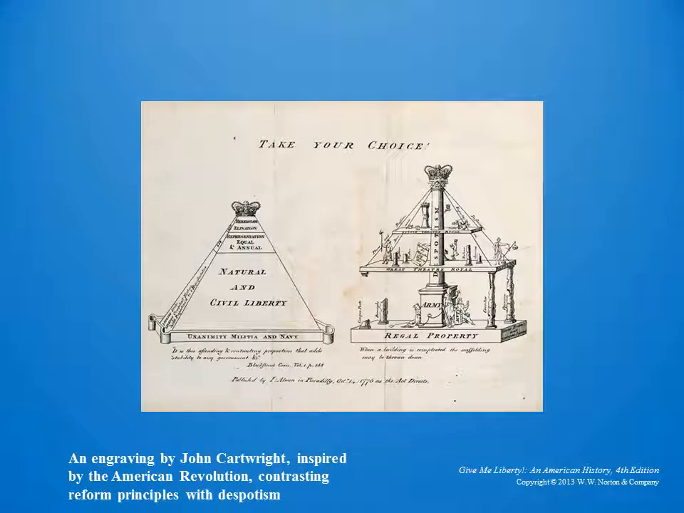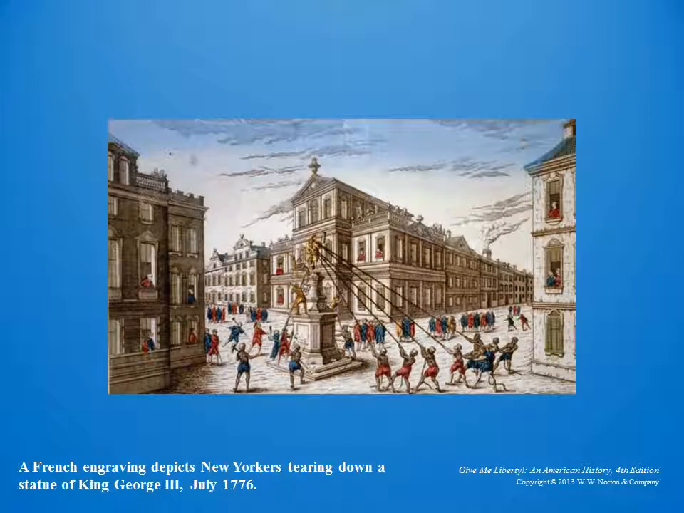You can see in this picture an engraving by John Cartwright that was published as an appeal for the annual election of Parliament as essential to liberty in Britain. He included in an engraving contrasting the principles of reform on the left with that of despotism on the right. This is a French engraving depicting the New Yorkers tearing down the statue of King George III after the Declaration was adopted in July 1776. The statue was later melted down in order to make bullets for the Continental Army.